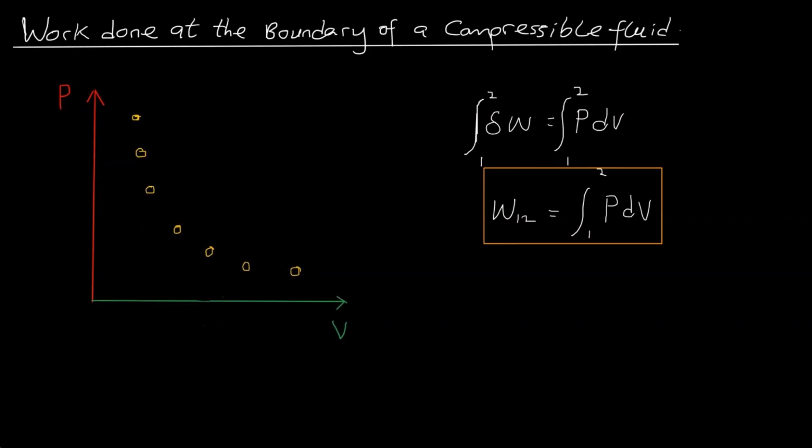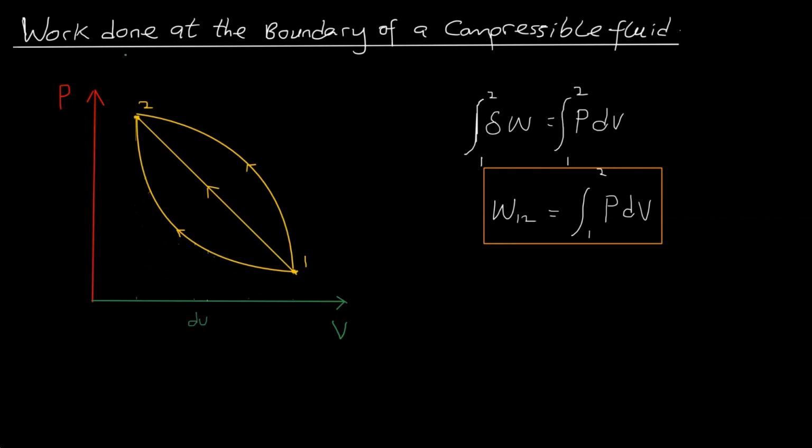Also, it is possible to go from state 1 to state 2 along many different equilibrium paths. For these different processes, the work done will be different, even though we are moving between the same states. Again, this shows the difference between point functions like pressure and volume, which are independent of the process, and path functions like heat and work, which depend on the process.